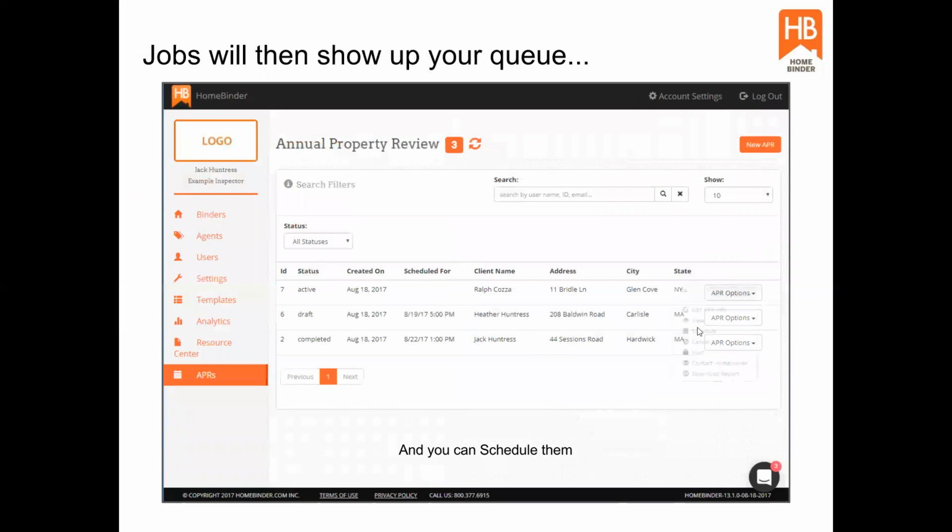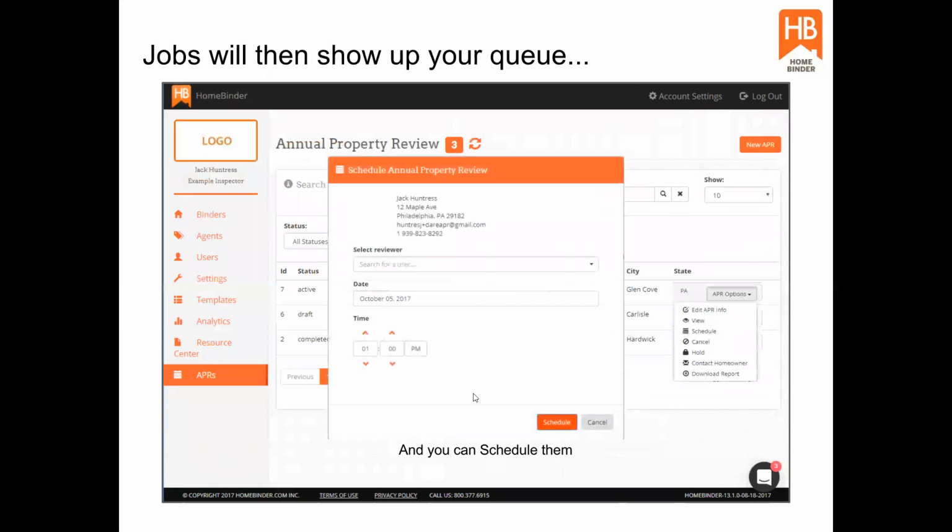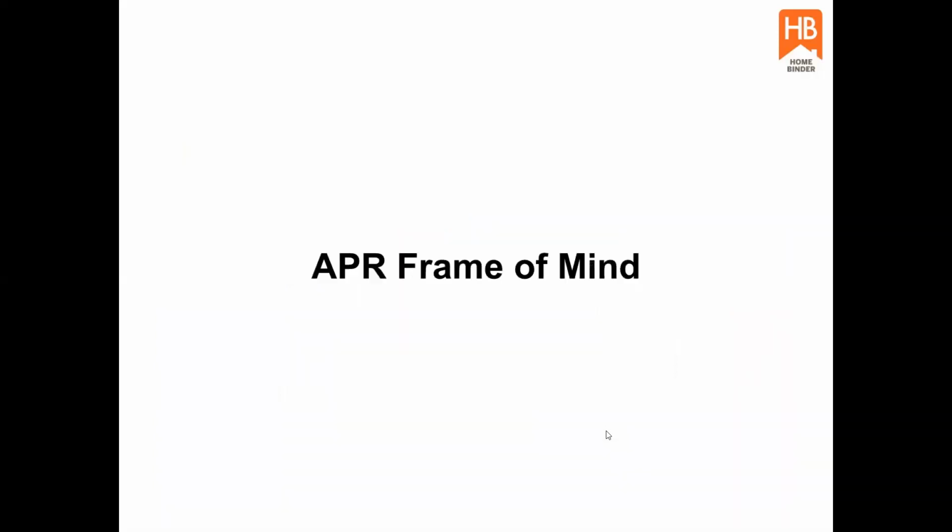Once it's scheduled, by clicking APR options, click schedule, I'll then be able to move it into draft mode. To schedule it, select a reviewer by typing the first three letters of the name of the person in your firm that's going to be doing the work, and pick a date and click schedule.